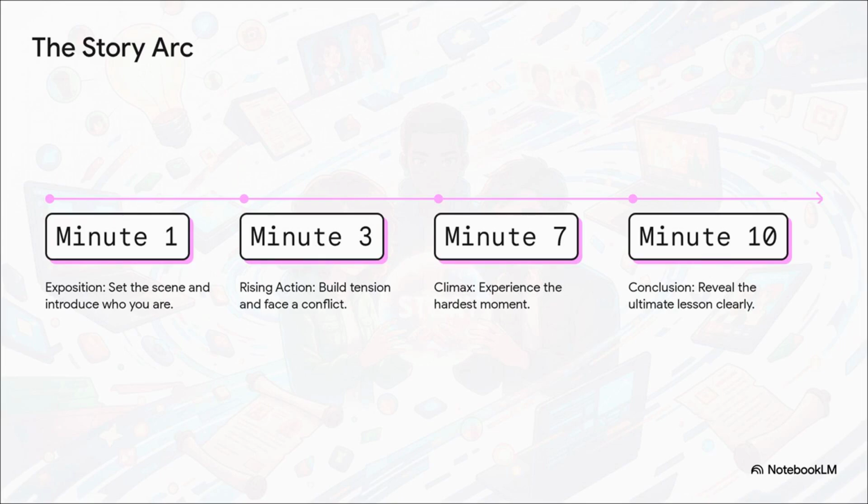Then, minute 7 is the climax, the absolute breakthrough where you nailed the taste, or maybe the emotional low point where you just really miss her. Finally, by minute 10, you ease us into the conclusion where the ultimate lesson about carrying on her legacy is revealed. It's a classic chronological framework for a reason. It holds human attention flawlessly.